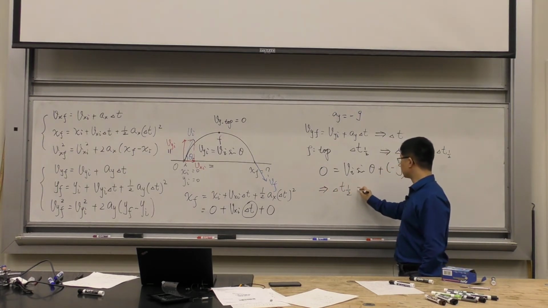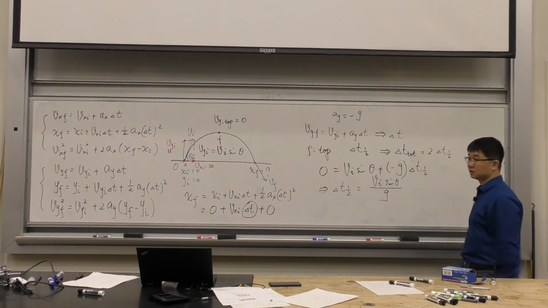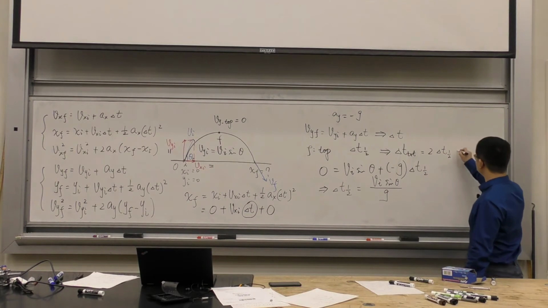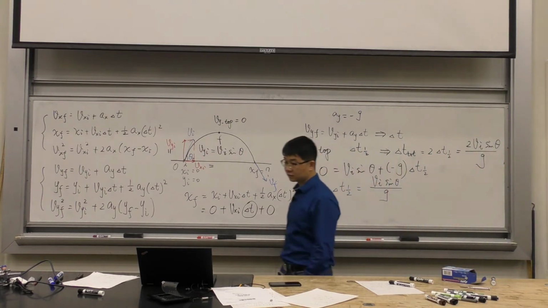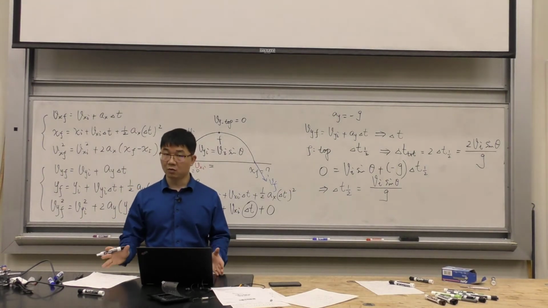Half of the time is going to be VI sine theta over g, but that's the half the time, right? The problem says the first thing I want you to find is the total time. You multiply by 2, you get 2 VI sine theta over g. So that's the right answer. Okay, that's the expression for the total travel time of the ball in the air.